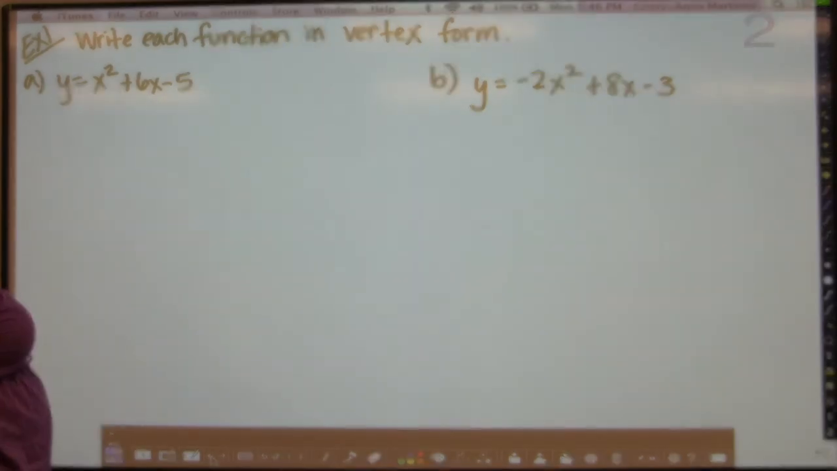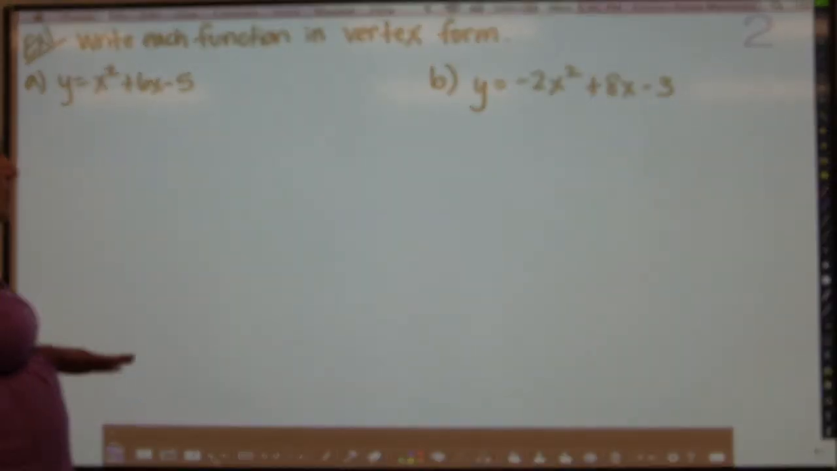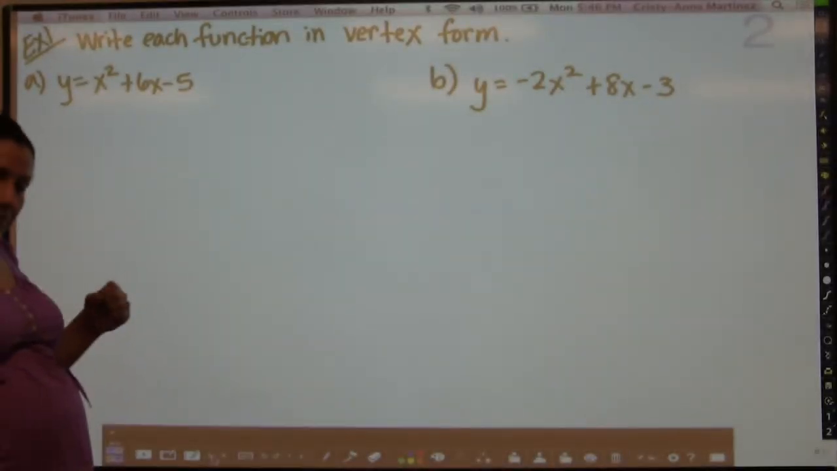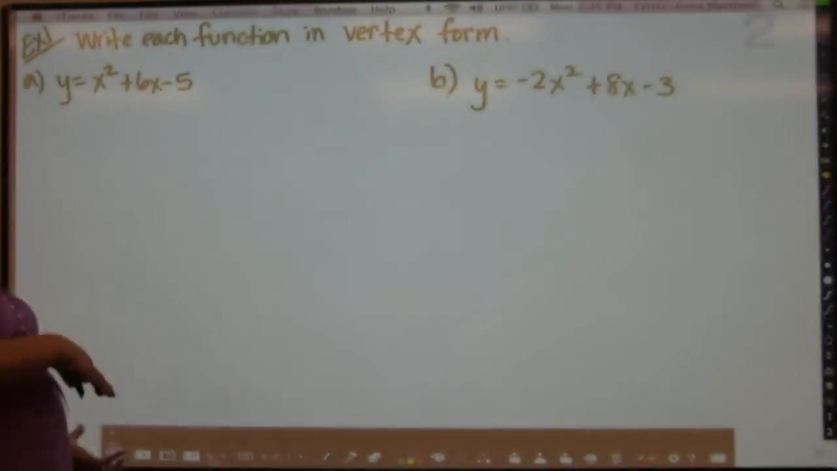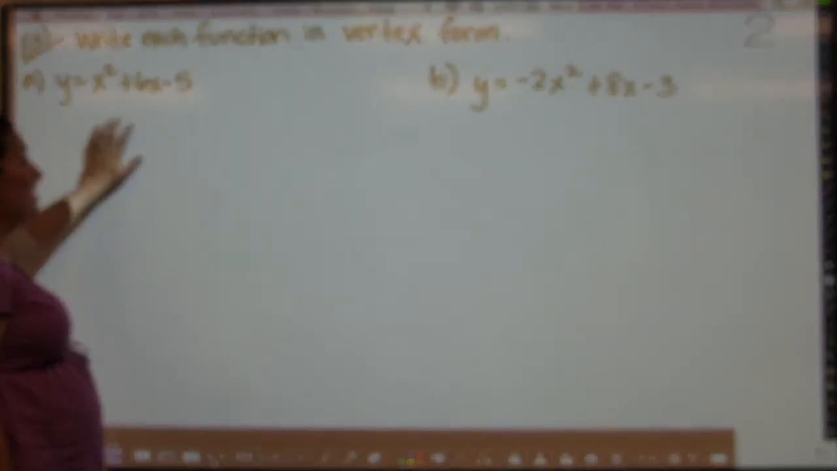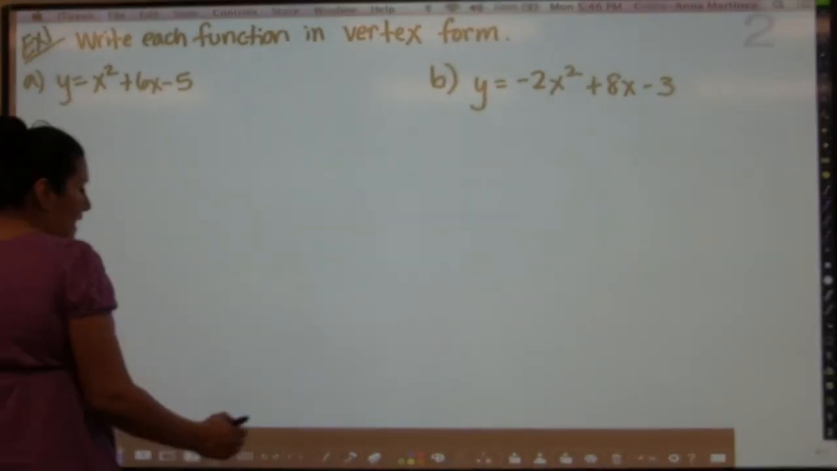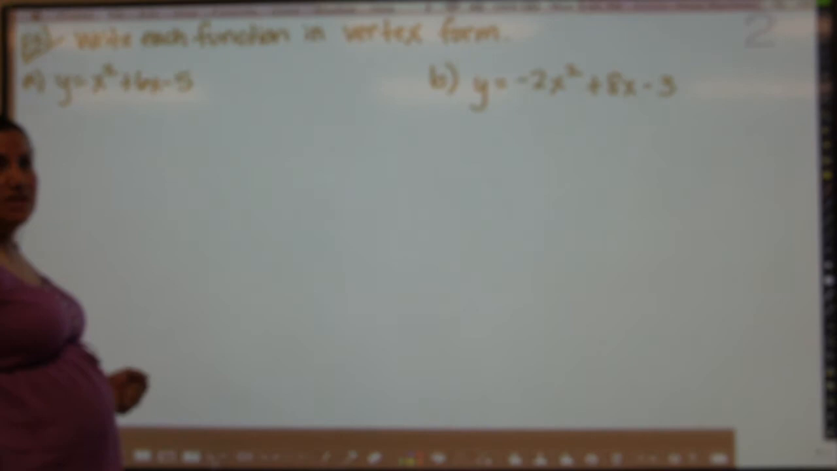Okay, so first, before we can even start talking about graphing the quadratics or transforming them, we have to figure out a way to transform or to convert, if you will, from standard form to vertex form. So this is your standard form, and we want to put it in vertex form. Well, that requires that you do a completing the square. Okay? But I'm going to show you two different ways to do this, and then you can choose the method that is easiest for you.